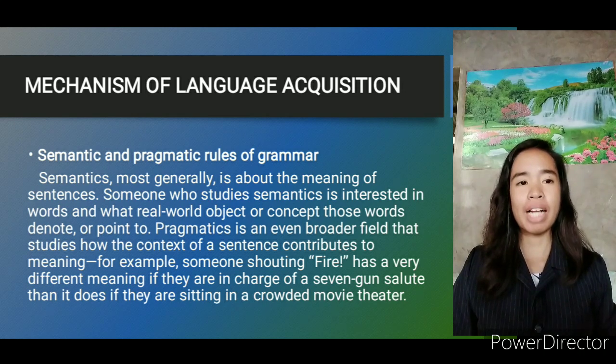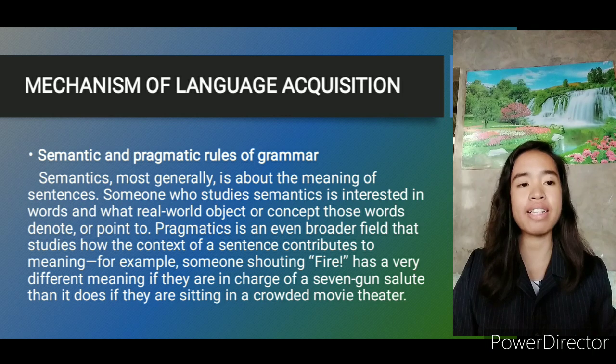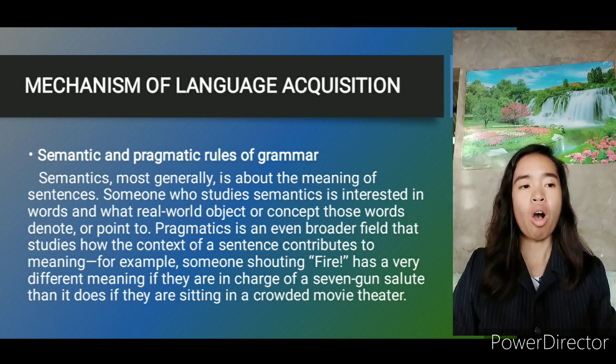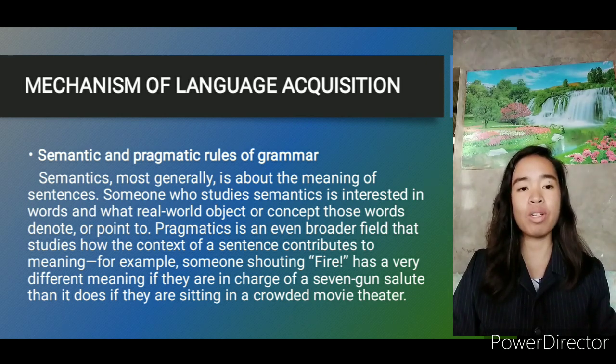Semantic and pragmatic rules of grammar. Semantics, most generally, is about the meaning of sentences. Someone who studies semantics is interested in words and what real-world object or concept those words denote or point to. Pragmatics is an even broader field that studies how the context of a sentence contributes to meaning.